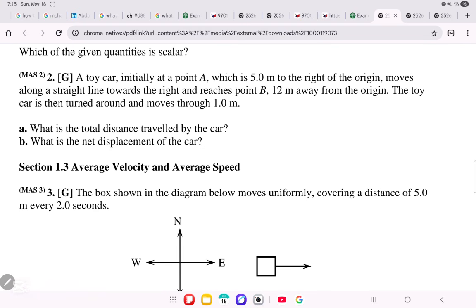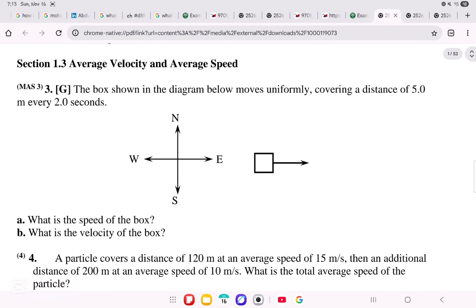We'll move on to question number 3. What does it say in question number 3? The box shown in the diagram below moves uniformly, covering a distance of 5 meters every 2 seconds. What is the speed of the box?